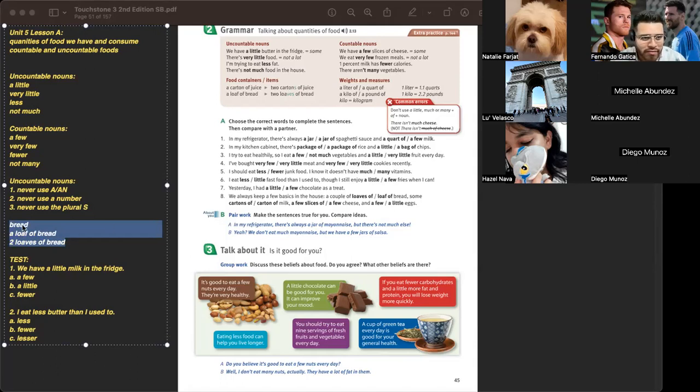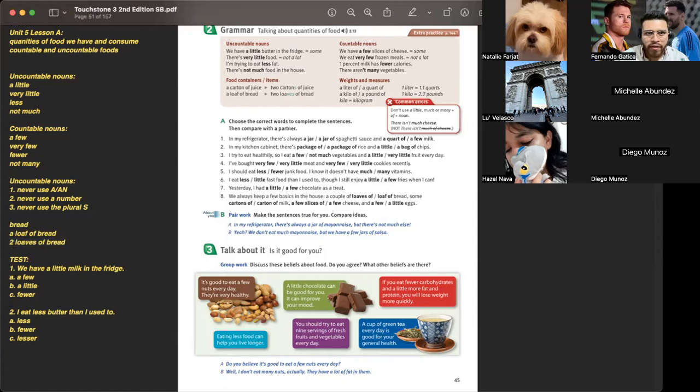For example, bread is uncountable. But if you say a loaf of bread, now it is countable. Two loaves of bread is countable. So if you talk about weights and measurements or food containers, they are countable. A carton of, a loaf of, a liter of, a kilo of. Those are weights, measures, food containers, items.